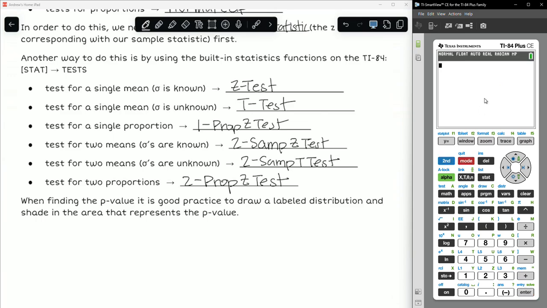The reason that's helpful is it is considered good practice to draw the labeled distribution and shade in the p-value to demonstrate that you understand what that looks like in terms of our sampling distribution. We are building a sampling distribution around the sample we collected to test the likelihood of a random sample of that size falling where we did or further.